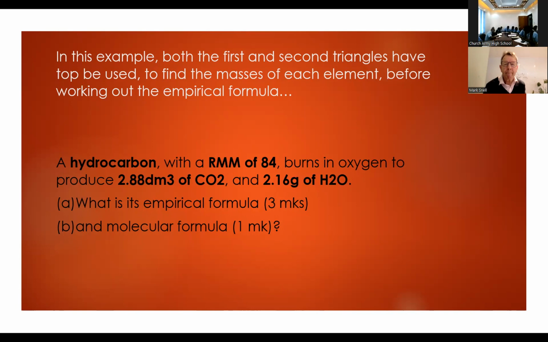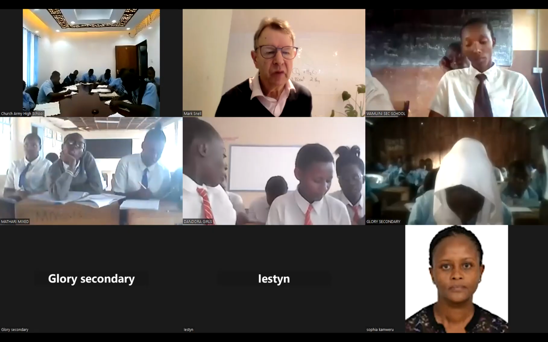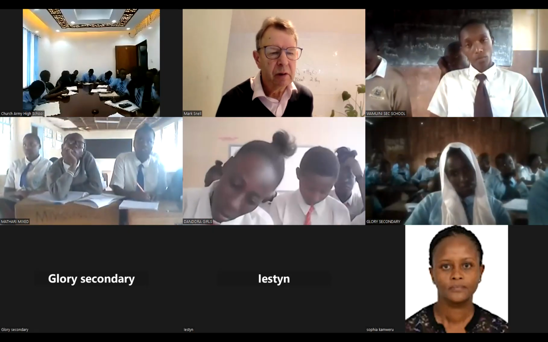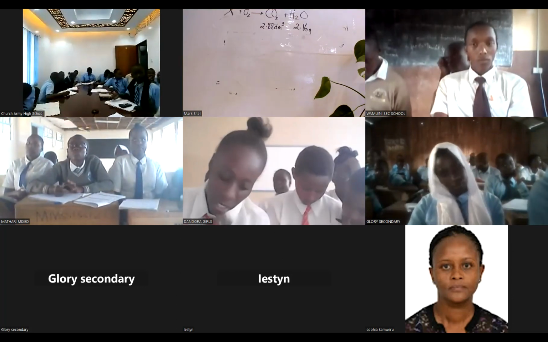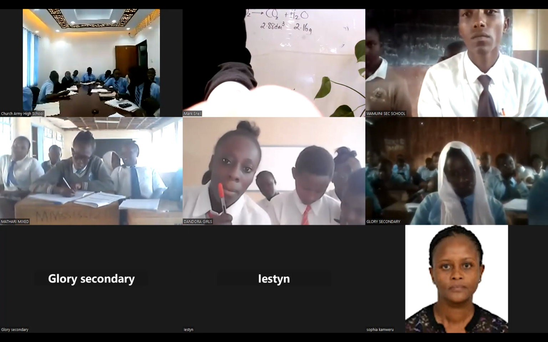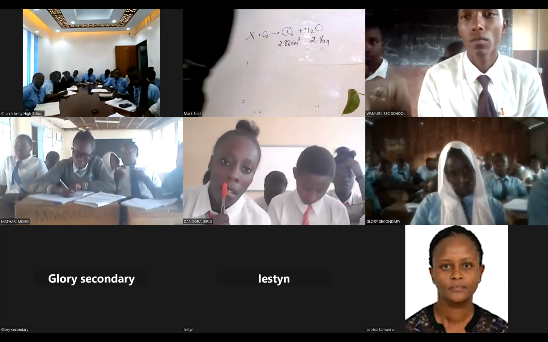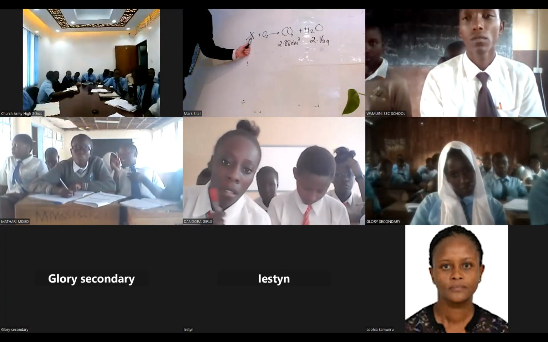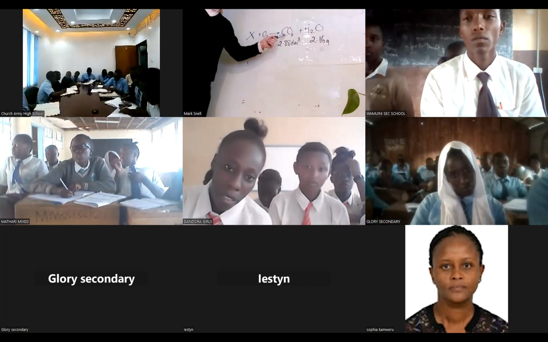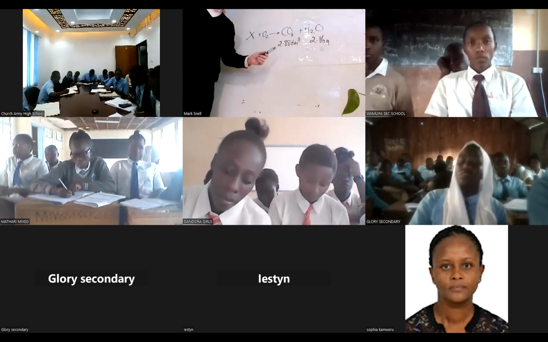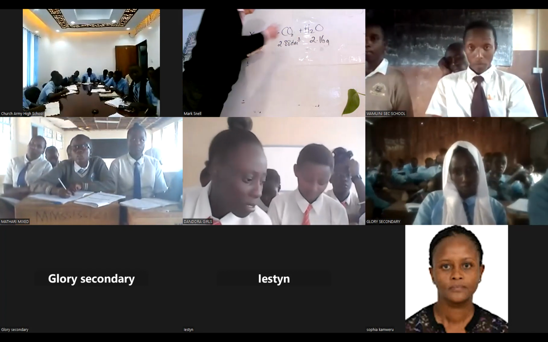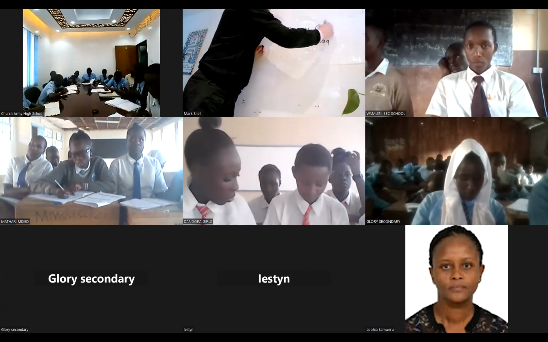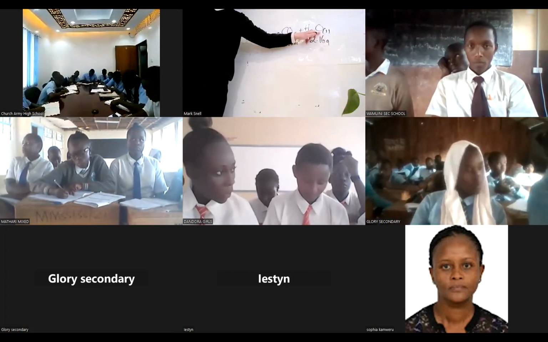Okay. So I'll go back to my other camera. So here's the question. I'll just put that up a bit. So this chemical here, X, burns in oxygen to produce CO2 and water. And it says 2.88 cubic decimeters of the gas and 2.16 grams of water.